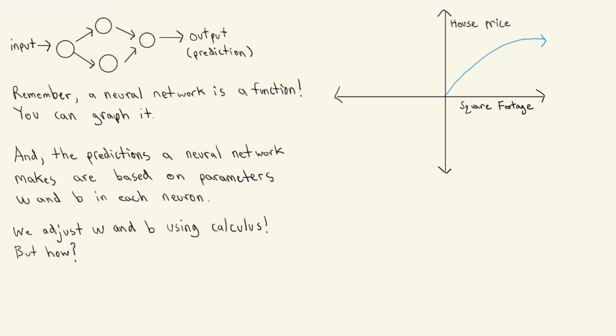We talked about this in some of the previous videos. If it's still kind of hazy for you, that's totally okay. We're going to go into it with a lot more depth in future videos. The third thing to remember is that the way we adjust W and B to their ideal values, so that this neural network is giving the best predictions it can, is by using calculus. But how is that done?